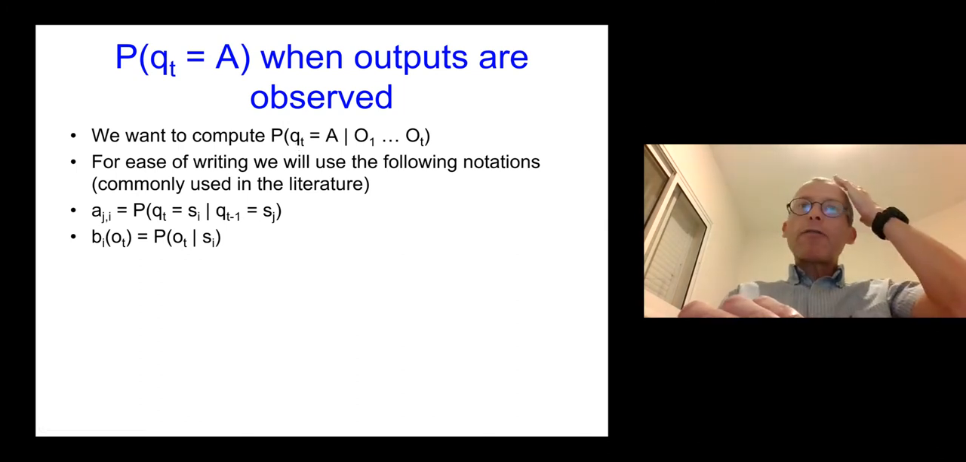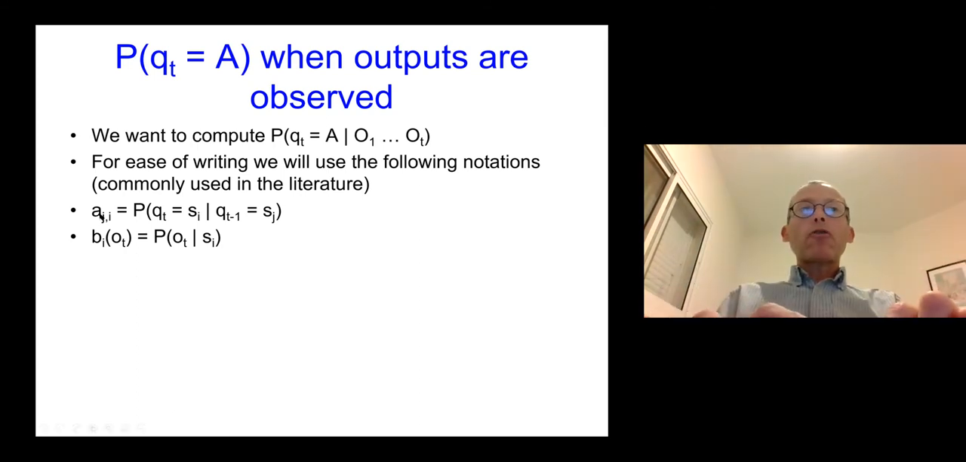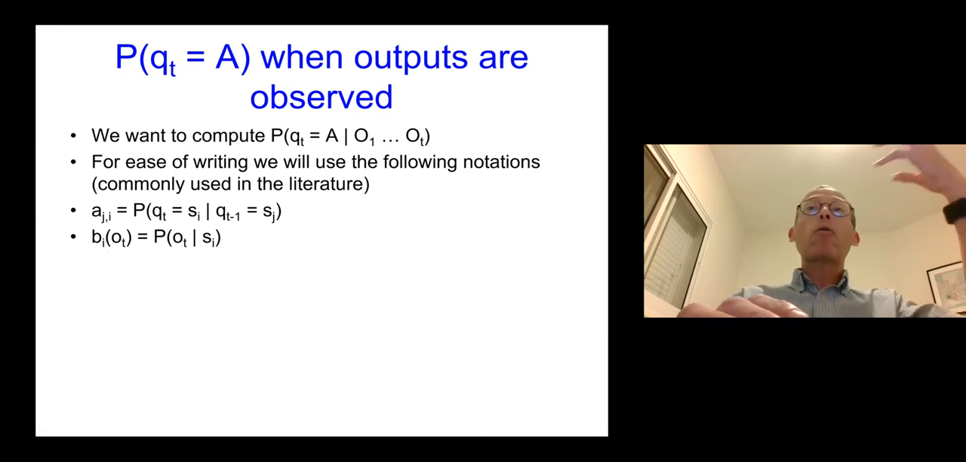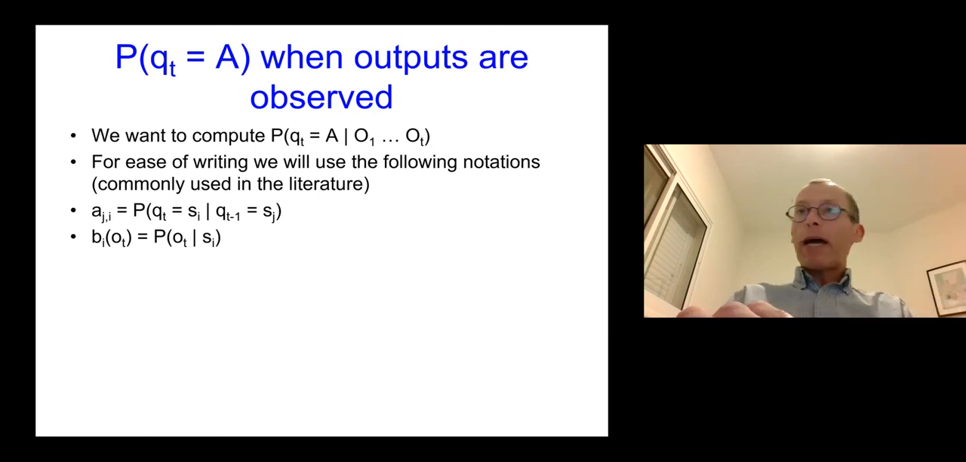I'm going to use slightly different notations. It's not changing anything, it's just to make the notations shorter. I'm going to call A_JI the transition probability of moving from J to I, going from state J to state I. And B_I(O_T) is the emission probability of whatever we observe at time T if we are in state I. For example, if I see a 1 and state I is A, what's the probability of seeing 1 from die A? And if state I is B, what's the probability of seeing 1? That's just notation, I didn't do anything.